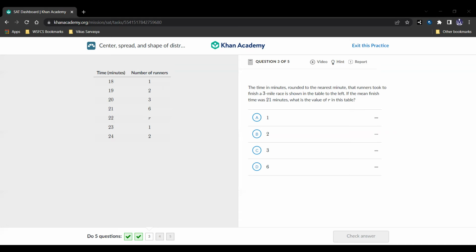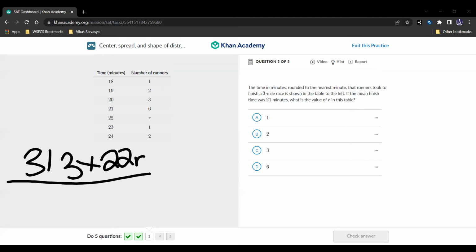So essentially, we have that 313 plus 22R over the total number of runners, which is 1 plus 2 plus 3 plus 6 plus R plus 1 plus 2, or 15 plus R, is going to be 21.